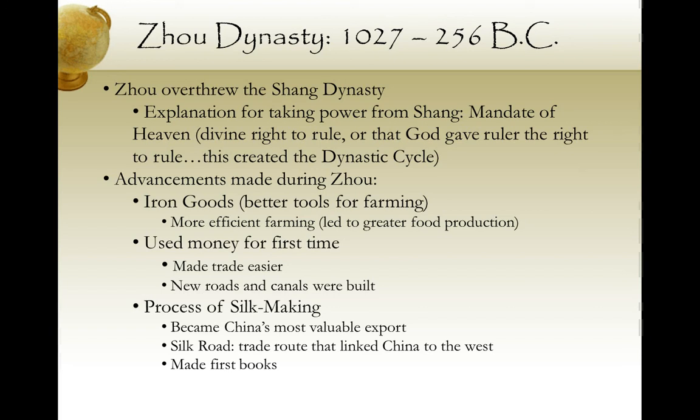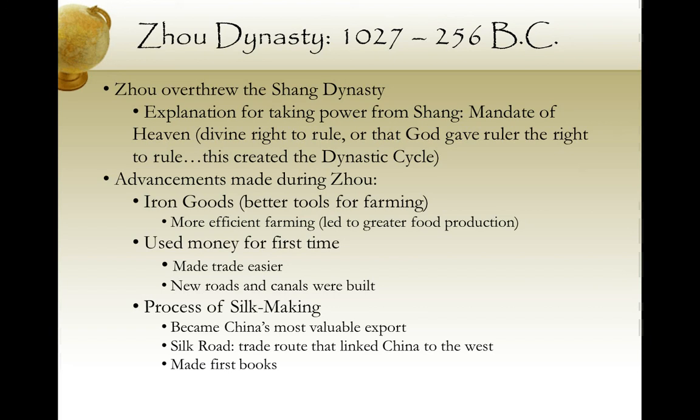During the Zhou dynasty, we have the development of the process of silk making. This becomes an incredibly valuable export for China throughout China's history. It becomes the foundation for, you guessed it, the Silk Road. So the Silk Road, while it doesn't really develop in earnest during the Zhou dynasty, it's not until later during the Han when it really hits its stride.